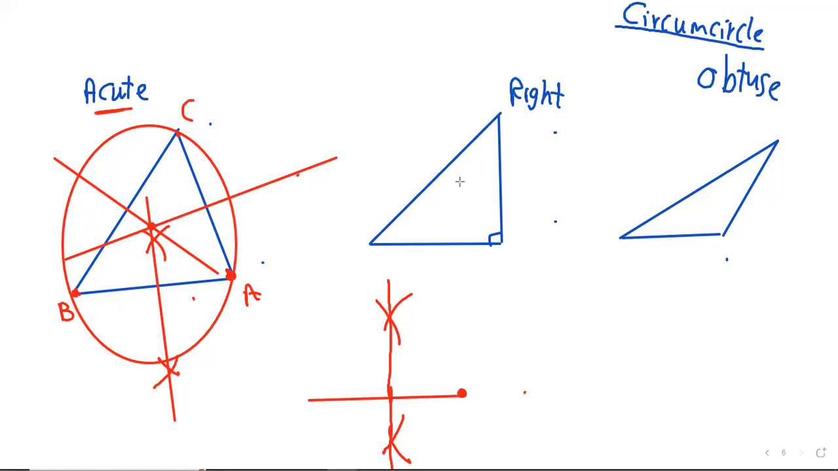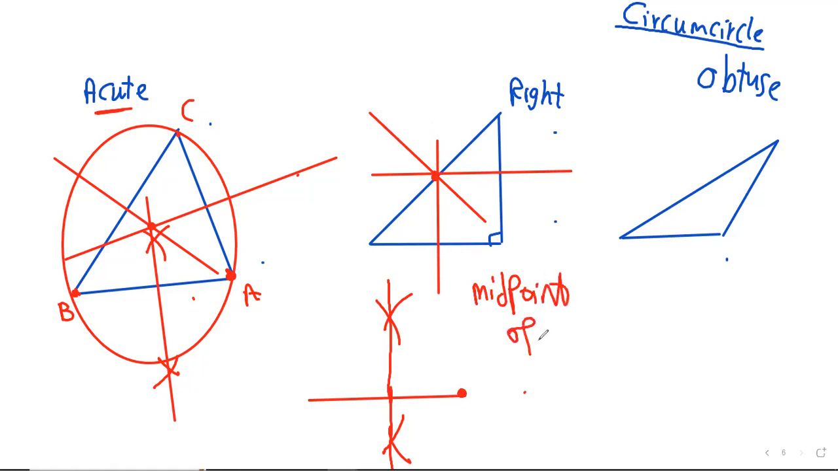What if we have a right-angled triangle? Draw an axis of symmetry for this side, and for this side, and for this side. You will find that the center of the circle lies at the midpoint of the hypotenuse.